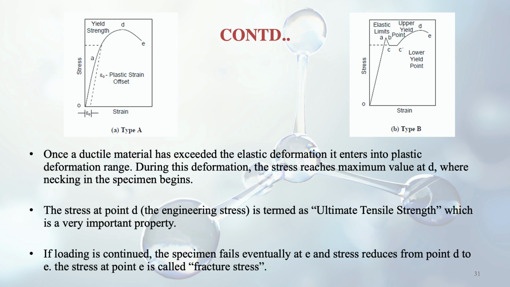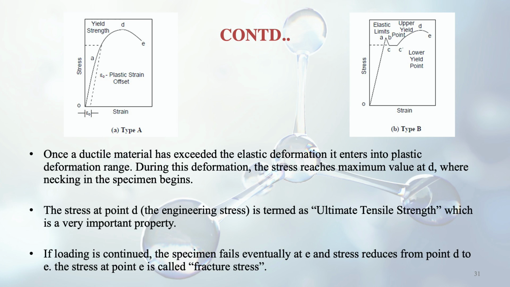Once a ductile material has exceeded the elastic deformation, it enters the plastic deformation range. During this deformation, the stress reaches its maximum value at D when necking in the specimen begins. So we have to understand that the yield deformation is happening after the lower yield point, there is a certain kind of deformation, and further it goes up and necking takes place, and then fracture takes place.